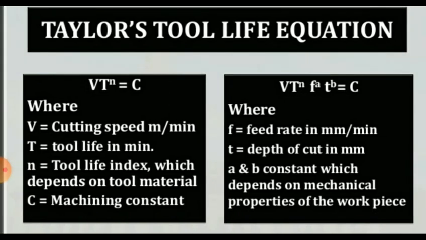So Taylor gave the following relationship between the cutting speed and the tool life. The relationship is V T^n = C. You can see on the left-hand side the tool life equation is given: V T^n = C, where V is the cutting speed in meters per minute, T is the tool life in minutes, n is the tool life index which depends on the tool material, and C is the machining constant.